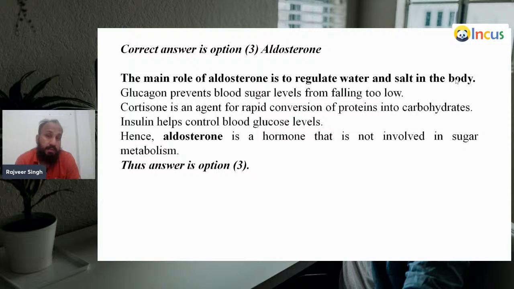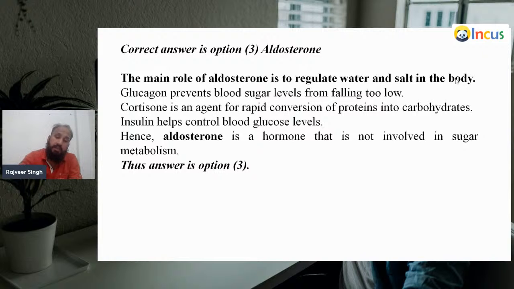Glucagon prevents blood sugar level from falling too low. Cortisone is an agent for rapid conversion of protein into carbohydrates. Insulin helps control blood glucose level. Hence, aldosterone is a hormone that is not involved in sugar metabolism. So our answer will be aldosterone.